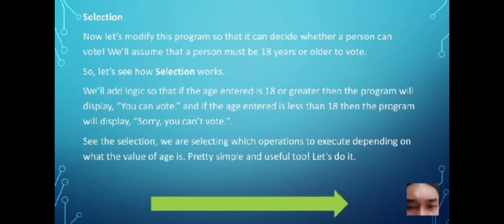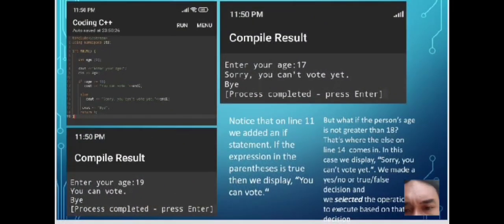We'll add logic so that if the age entered is 18 or greater, then the program will display you can vote. And if the age entered is less than 18, then the program will display sorry, you can't vote yet. See the selection? We are selecting which operation to execute depending on what the value of age is. Pretty simple and useful too. Let's do it. So this is the code.